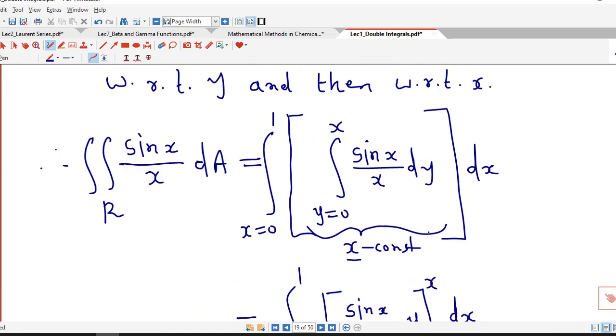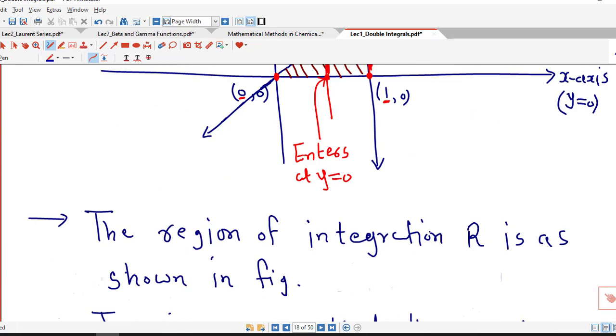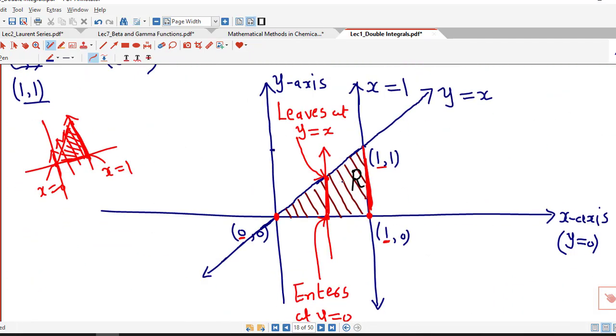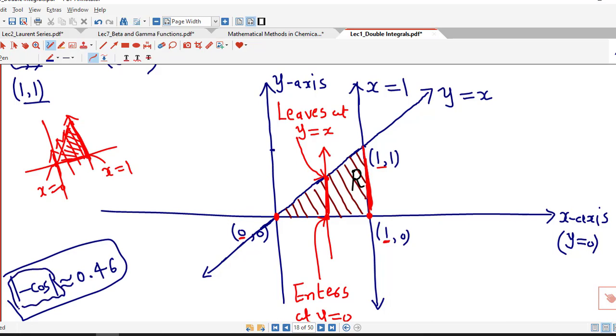In this way we have seen that the value of the double integral over this triangular region is nothing but 1 minus cosine of 1. If you wish, you can use a scientific calculator and find the approximate value of this quantity, which is going to be 0.46, and if you wish you can leave this as it is, 1 minus cos 1.